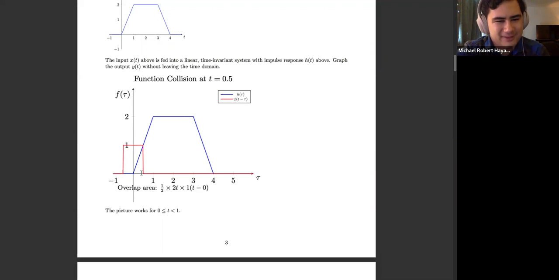So we'll get 1/2 the base, which is right over here. And then the height is going to be 2t, because it's determined by how tall you are along here. So this line follows the equation 2t. And then this base has a height of 1. And the length is t minus 0, because this leading edge is at t and it starts at 0.